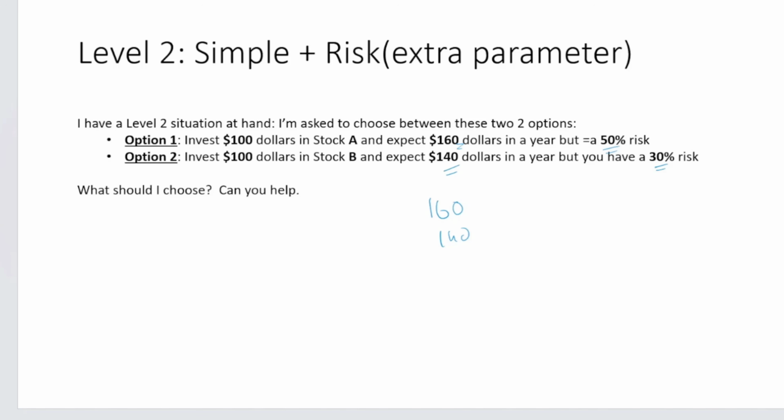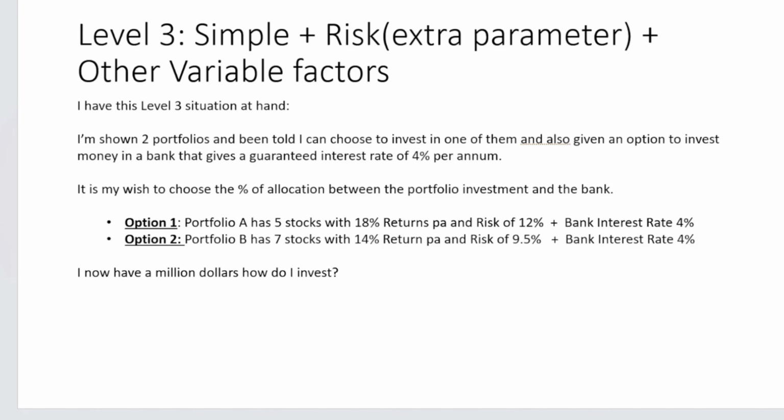In level 3, what we're doing here is instead of picking between one stock and another stock, we're saying we have to choose between portfolio A and portfolio B. A portfolio is nothing but a collection of stocks combined together. Portfolio A has 5 stocks. What it means is we have 5 different stocks grouped together, and that group is being called a portfolio. Portfolio B has 7 stocks. So we have 7 stocks in a group and we're calling it portfolio B. What we are saying here is portfolio A is giving a combined return of 18%.